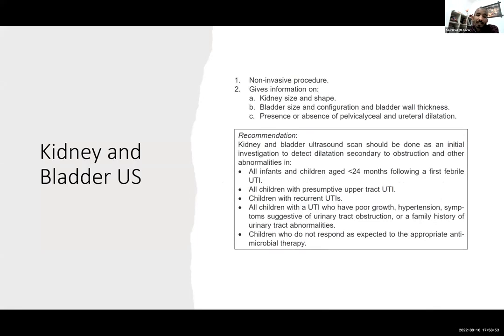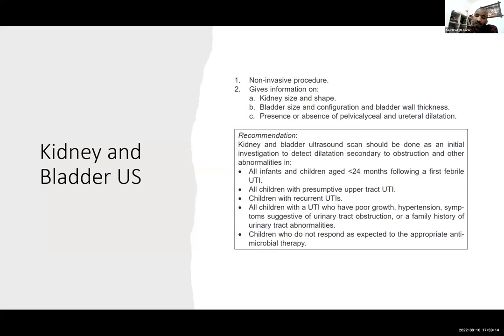We will start with the modalities of imaging. We need to look at the kidney and bladder ultrasound. This is the simplest one. It is a non-invasive procedure. It gives you information on the kidney size, shape, bladder size, and wall thickness. It will give you information about ureteral dilatation and the pelvic-calyceal system.